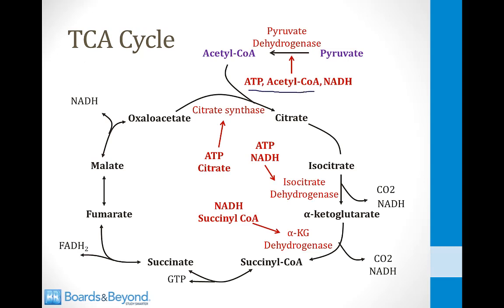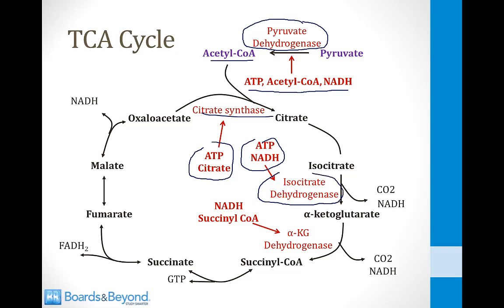So ATP, acetyl-CoA, and NADH can inhibit pyruvate dehydrogenase so that pyruvate is not converted into acetyl-CoA. ATP and citrate can inhibit citrate synthase. ATP and NADH can inhibit isocitrate dehydrogenase. And then finally, NADH and succinyl-CoA can inhibit alpha-ketoglutarate dehydrogenase.